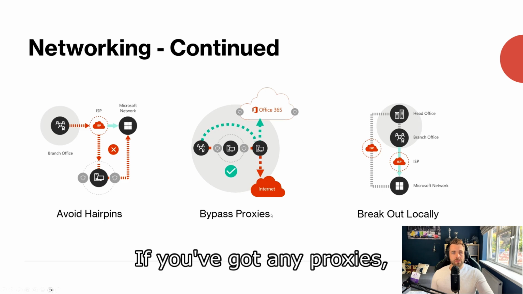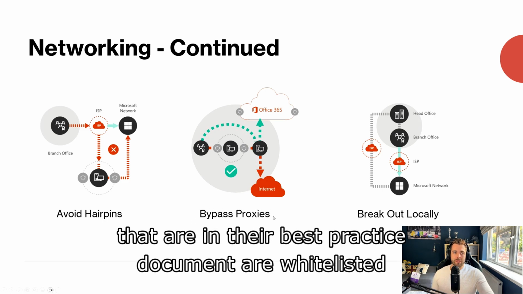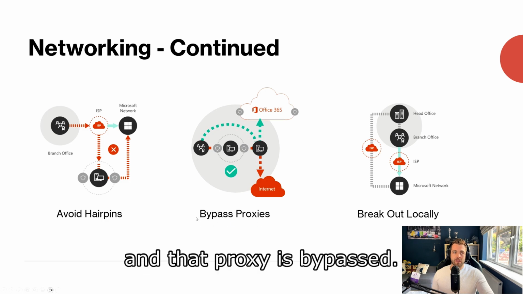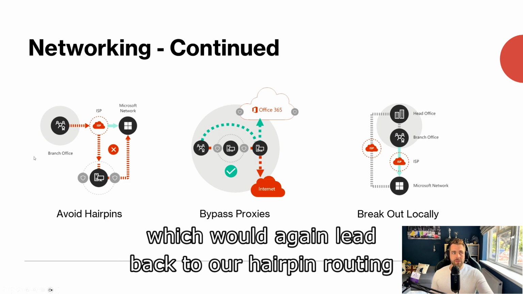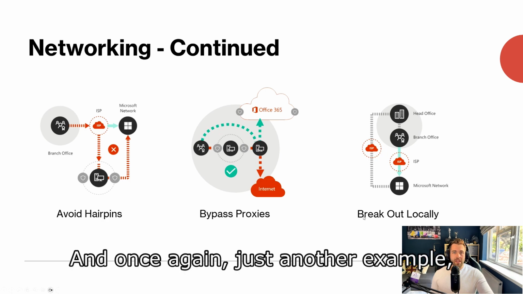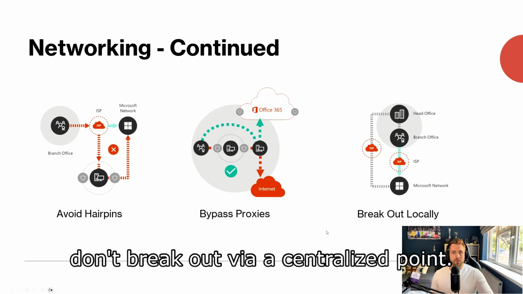If you've got any proxies, ensure that the Microsoft 365 URLs and IP addresses that are in their best practice document are whitelisted and that proxy is bypassed. That could be a proxy on the client, such as iBoss, or it could be a centralized proxy, which would again lead back to our hairpin routing that we want to avoid. And once again, just another example, make sure that you break out locally. Don't break out via a centralized point.